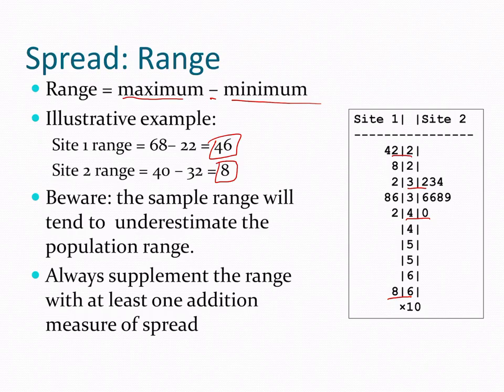Be aware though, the sample range will tend to underestimate the population range. We always want to supplement the range with at least one additional measure of spread. You just don't want to always just say this was the range and be done. You always want to add more to it.